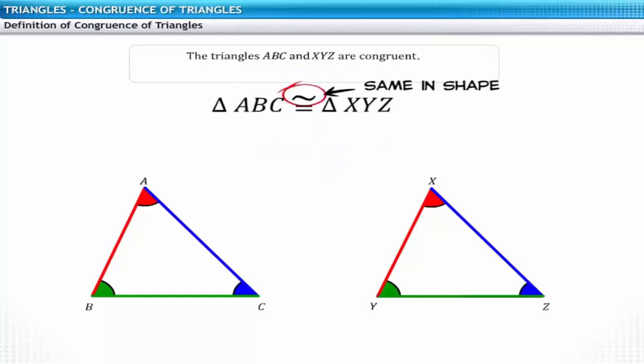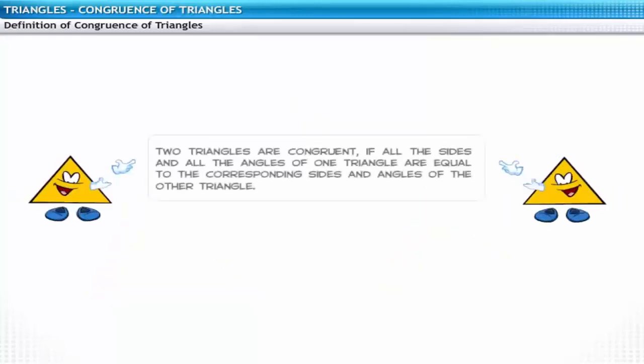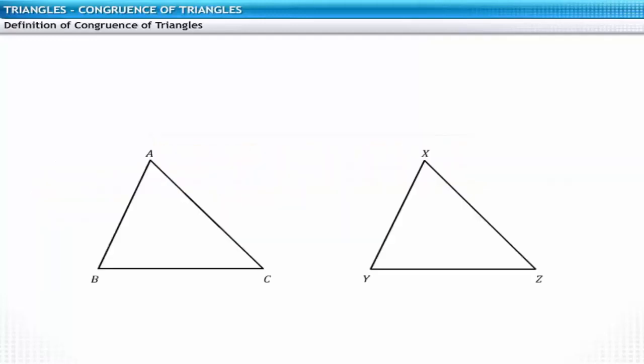Here, the tilde symbol represents that the triangles are the same in shape, and the equal symbol represents that the triangles are equal in size. In general, two triangles are congruent if all the sides and all the angles of one triangle are equal to the corresponding sides and angles of the other triangle. Here, triangle ABC is congruent to triangle XYZ. This also means A corresponds to X, B corresponds to Y, and C corresponds to Z.